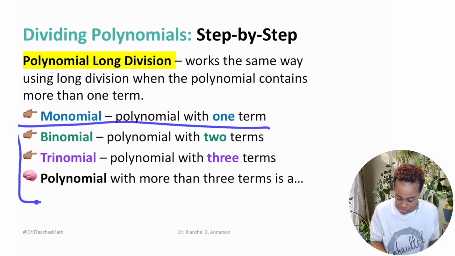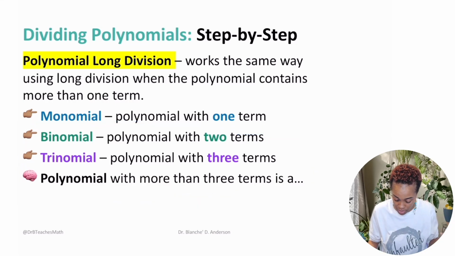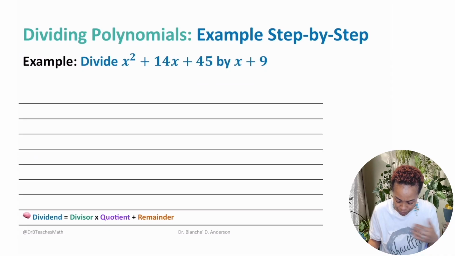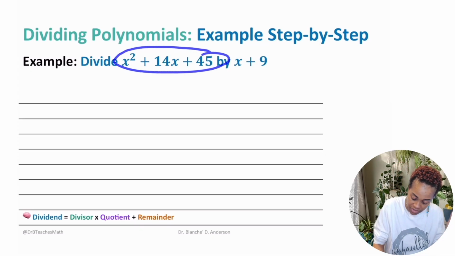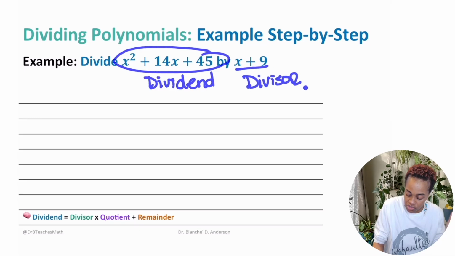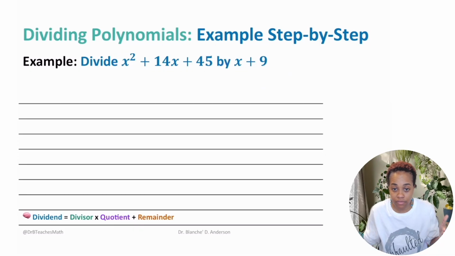I'm going to show you how you can do long division with polynomials where they have more than one term. So let's look at this one. We want to divide x squared plus 14x plus 45, and we want to divide that by x plus 9. Our dividend is this, and the thing doing the dividing is this. So we're looking for the quotient and the remainder. That's what we're looking for.